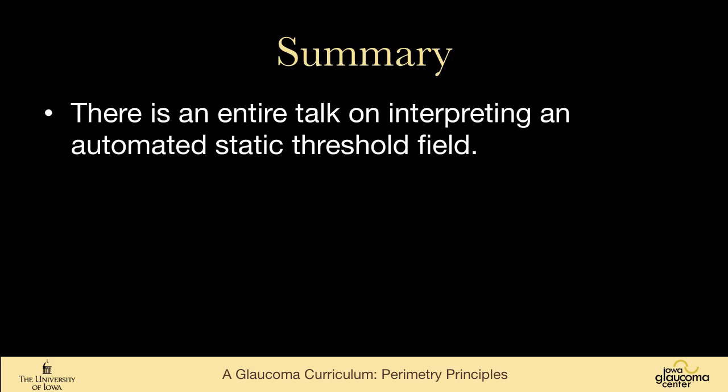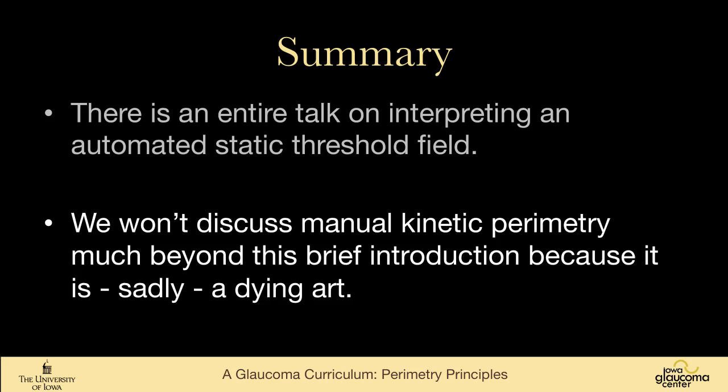So this talk is just an overview of the difference between kinetic and static fields. There will be separate talks on how to interpret an automated threshold field, and then another talk on the type of visual field changes that we see in glaucoma. Unfortunately, we won't talk a lot about manual kinetic perimetry beyond this brief introduction because it is sadly a dying art. I will have examples of kinetic fields when we talk about glaucomatous visual fields, but we really won't go through the technique very much at all.